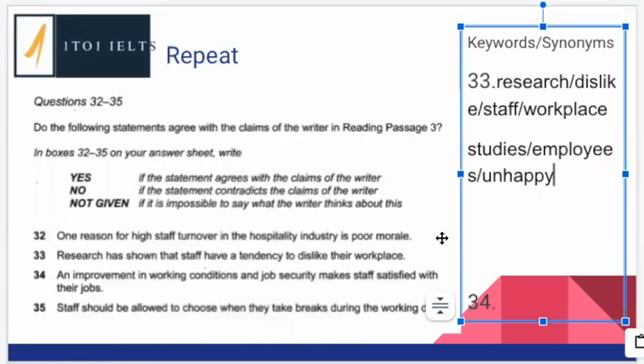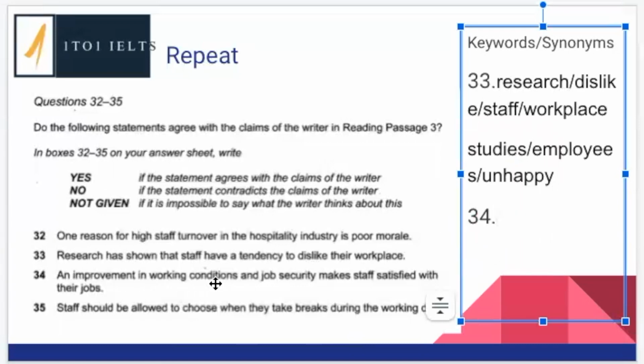So we said research is a keyword, dislike is a keyword, staff is a keyword, workplace is a keyword. Another word for research could be studies. For staff, employee; unhappy, dislike; workplace, work maybe. We've done that bit already, but we're also going to have a look at 34 just in case we can't find this.